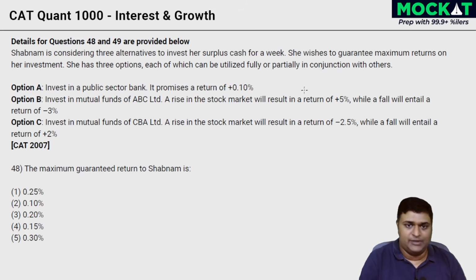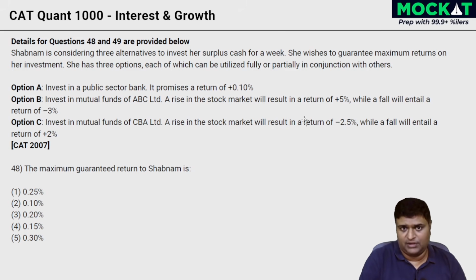Option A is invest in a public sector bank. It promises a return of 0.1%. B is invest in mutual funds of ABC Limited. A rise in the stock market will result in a return of plus 5%, while a fall will entail a return of minus 3%. Okay, if it's going up, it's good. If it's falling, it's bad. C is invest in mutual funds of CBA Limited. A rise in the stock market will result in a return of minus 2.5%. It's working against, while a fall will entail a return of plus 2%.